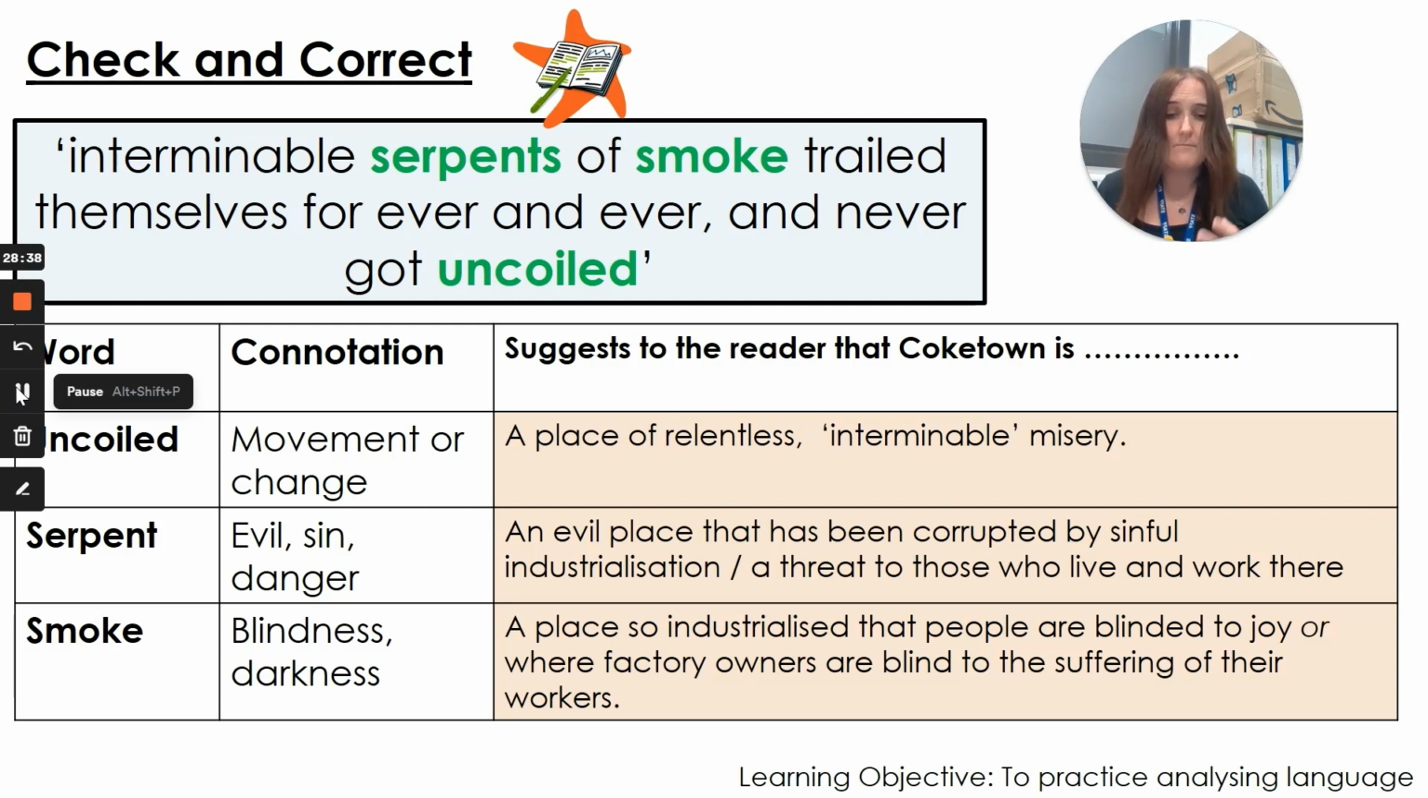And then smoke. I think potentially there are two different interpretations here, and I'm sure that lots of you have got a different one. If something is really smoky, maybe it's suggesting that Coketown is a place that's so industrialised that people are blinded to joy. They can't see beyond the smoky grime, that moral filth of the place. Or perhaps it could be a link to the factory owners themselves, and maybe they are blind to the suffering of their workers. They can't see through the smoke and the darkness to the fact that they are living in this sinful, corrupted place of industrialization.